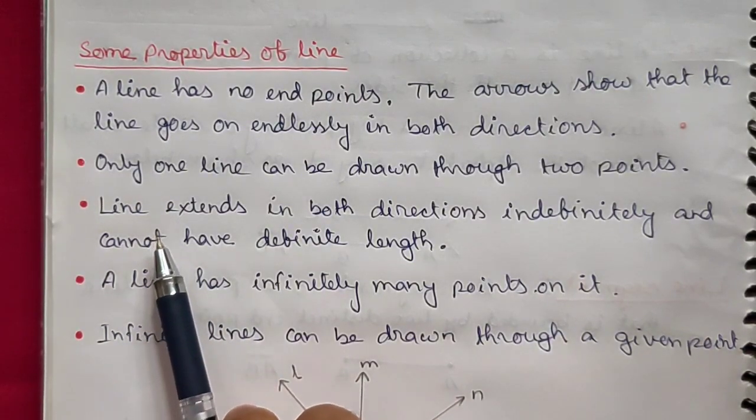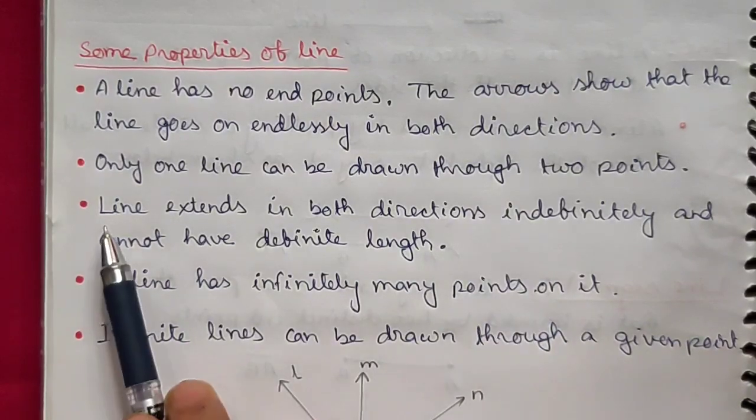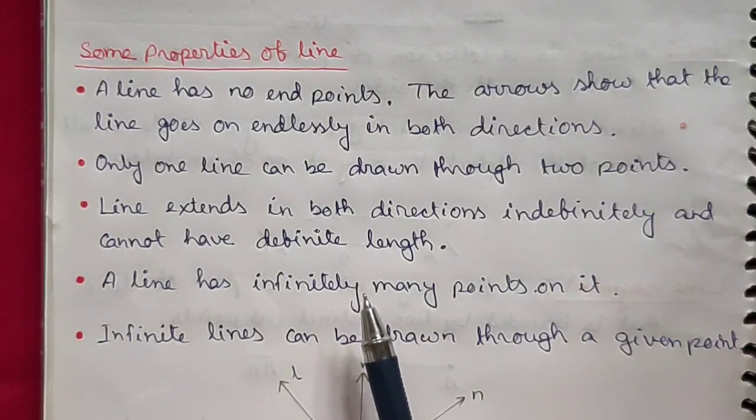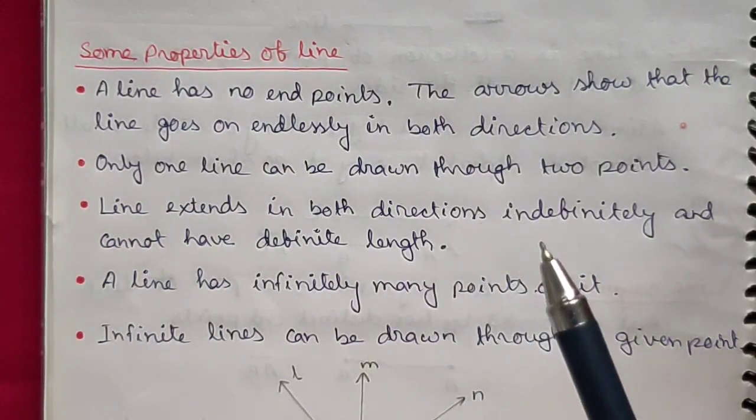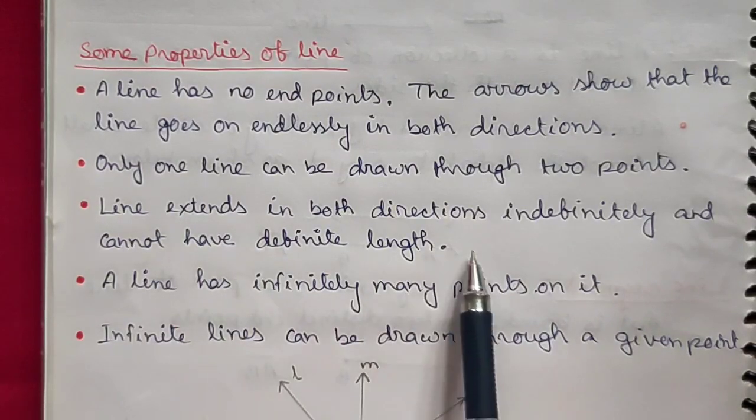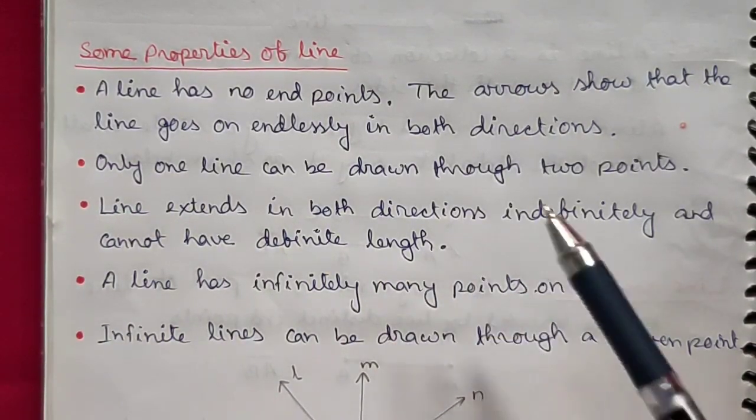Now next is that a line extends in both directions indefinitely and cannot have a definite length. This is the same as point number one. We cannot measure the length of the line. If it doesn't have a definite length, we cannot measure its length.